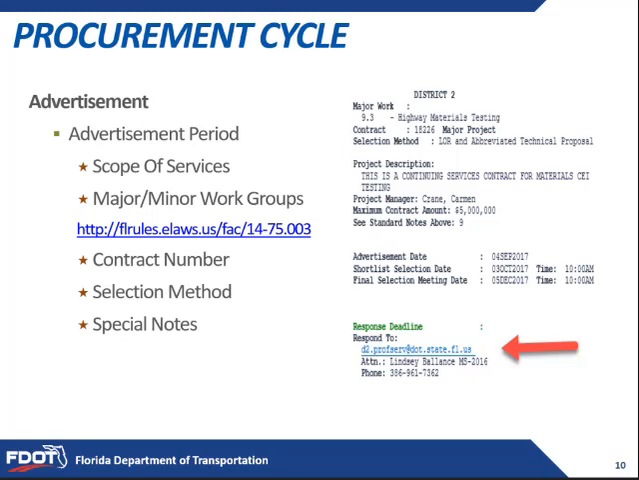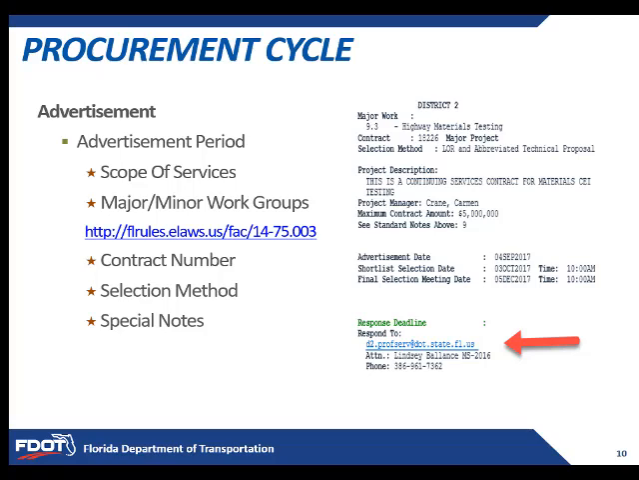There is a minimum advertisement of 14 calendar days. And what's going to go with the advertisement is your scope of services, your major and minor work groups, and then you can find those major and minor work groups at the link here. A new contract number, so it's going to be a PSU contract number, also with your FIN number if you have one. The method of selection, and then any special notes to tell the consultants anything specific about the project or any special needs.